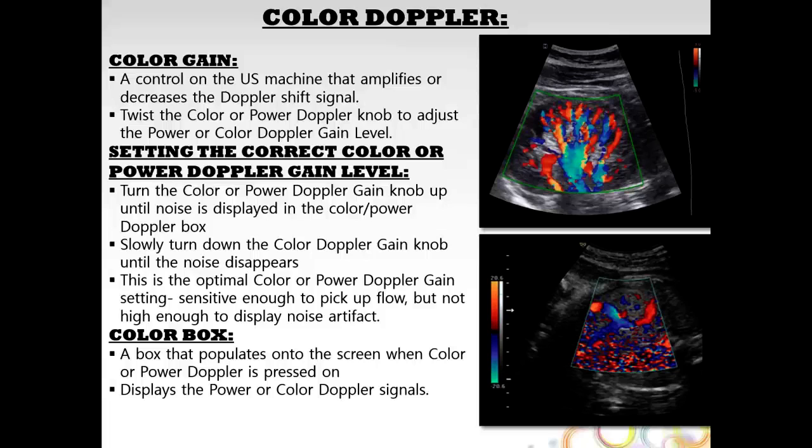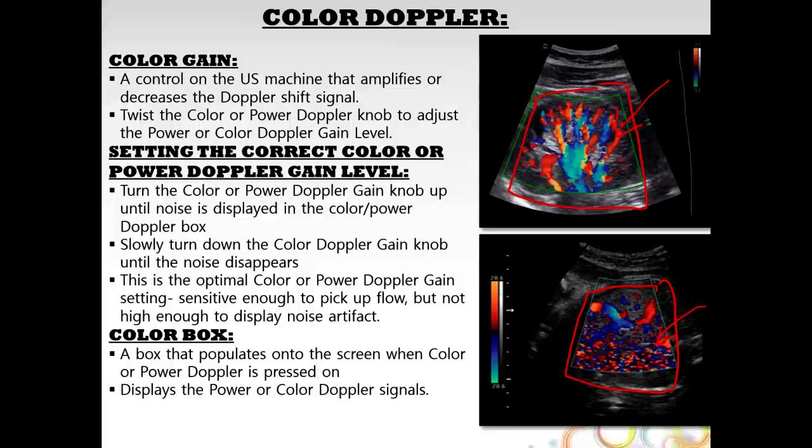So how do we set the correct color gain? We want to bring up our color box, and then our color box, when it comes up, will show our color Doppler signal. And we want to turn the gain knob all the way up until we start to see noise in the image. And noise is all these extra color signals that don't represent true color flow. When we see noise, we then want to turn our color Doppler gain signal down just until the noise is gone and we're just getting normal color signals. And that's our correct color gain level.